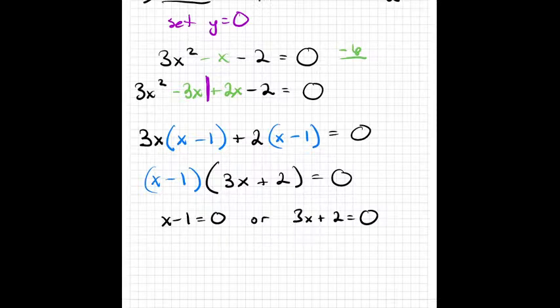So if we solve the first one, we add 1 to both sides, plus 1 and plus 1. Then we get x equals 1, right? And then on the second one, we subtract 2 on both sides. We have 3x equals negative 2, and then divide both sides by 3.